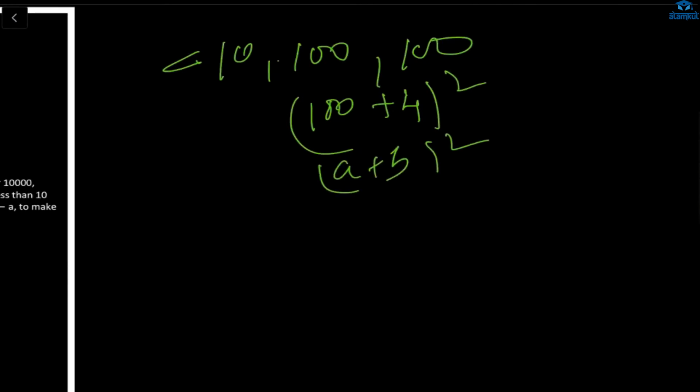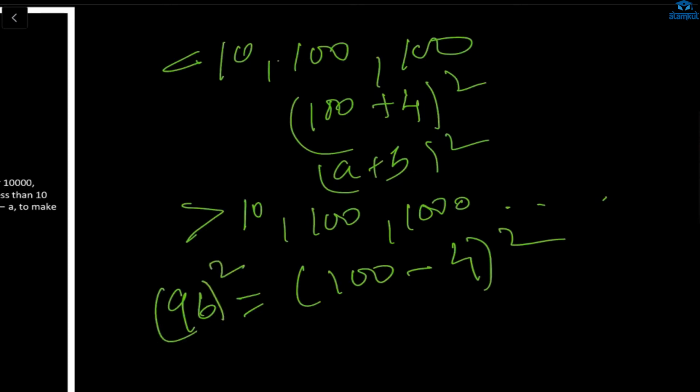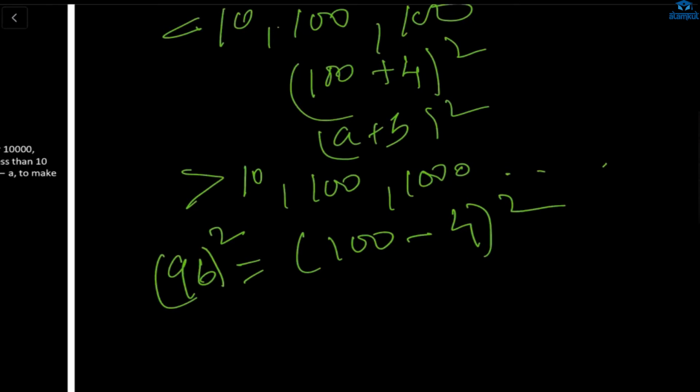Okay, Razi? And if a number is less than 10, 100, or 1000 and so on, then you are going to write this number as, for example, 1000 minus 4. Like here it was written 96, so 96 whole square you can write as 100 minus 4 whole square. That way your calculation becomes very easy. It will be a minus b whole square.